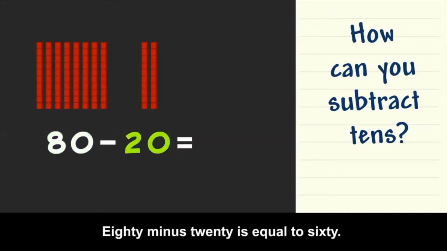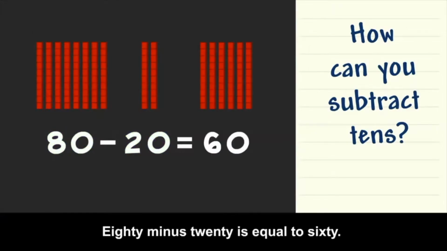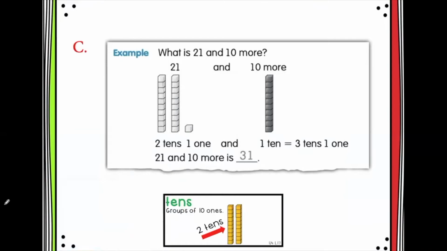80 minus 20 is equal to 60. Now that we've watched our video about adding and subtracting tens, let's try one. Here's example C. The question is, what is 21 and 10 more?